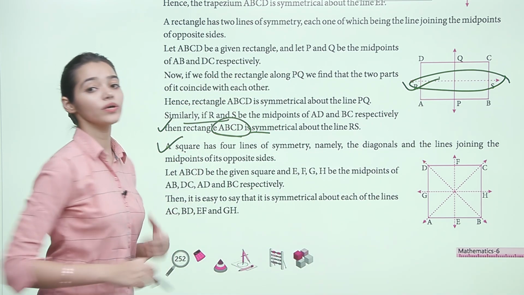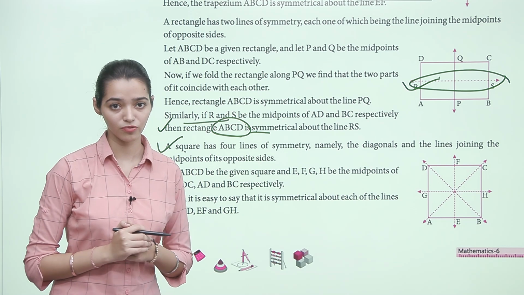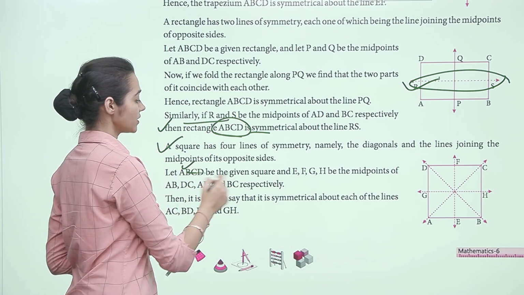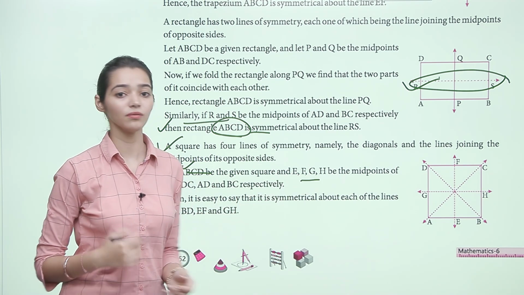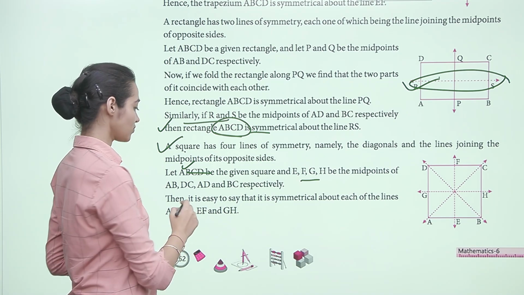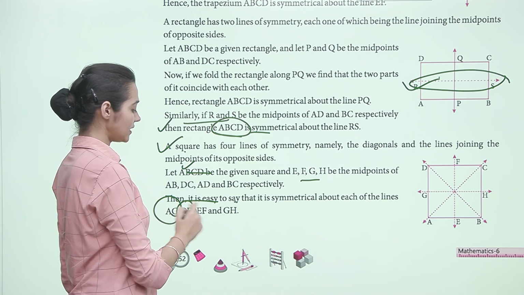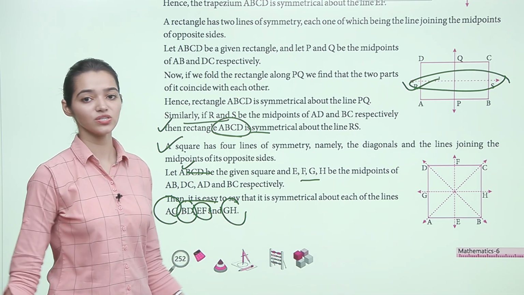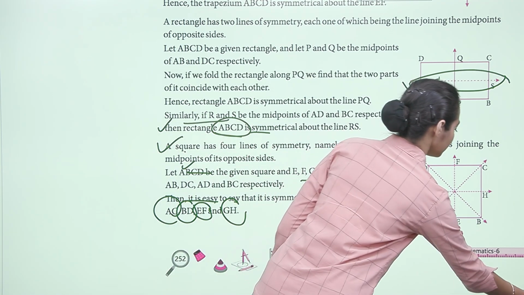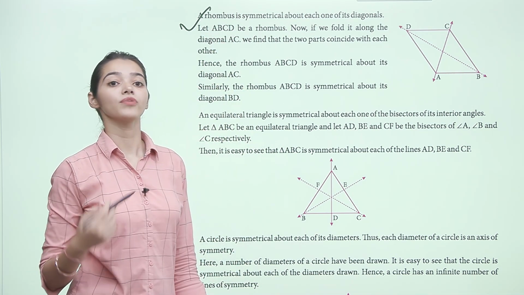Now a square has four lines of symmetry, namely the diagonals and the lines joining the midpoints of opposite sides. So ABCD is the given square, and E, F, G, H are the midpoints of AB, BC, CD and AD. So it is easy to say that it is symmetrical about the lines AC, BD, EG and FH.